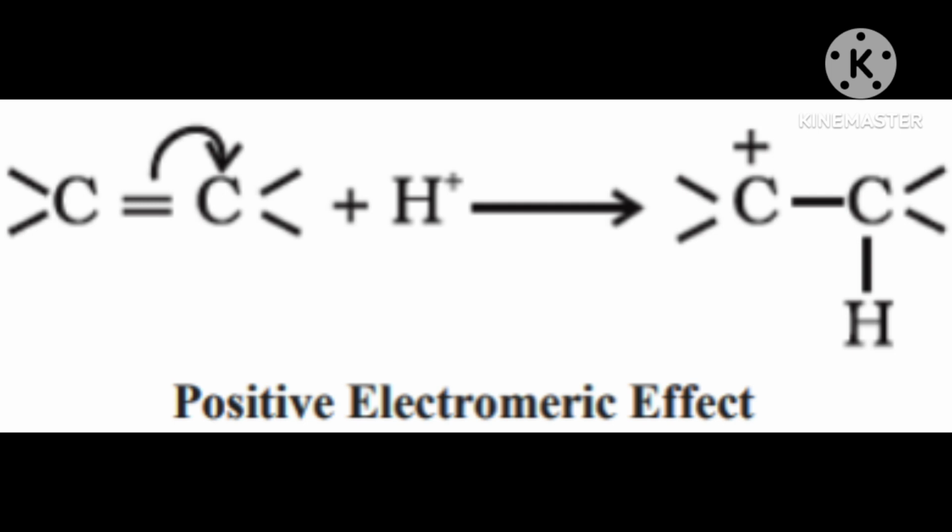In the reverse case, the negative electromeric effect, electrons are coming. When electrons are coming, where the electrons move, that will be negative. Correct? So it is of two types.